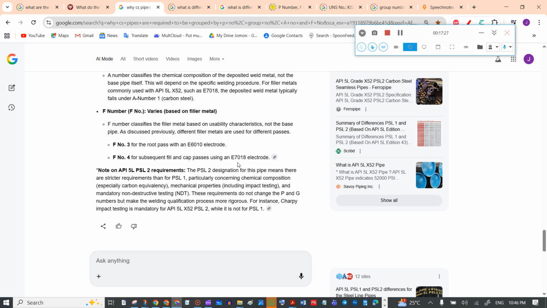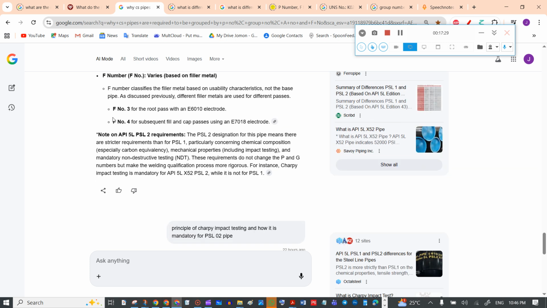So PSL2 requirements mean stricter requirements than PSL1, particularly for chemical composition like carbon equivalency, and mechanical properties like impact testing, and mandatory non-destructive testing. These requirements do not change the P number and group number, but make the welding qualification more rigorous. For example, Charpy impact testing, while not in the PSL1.